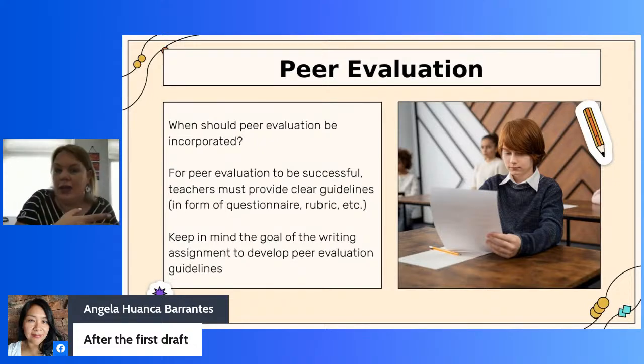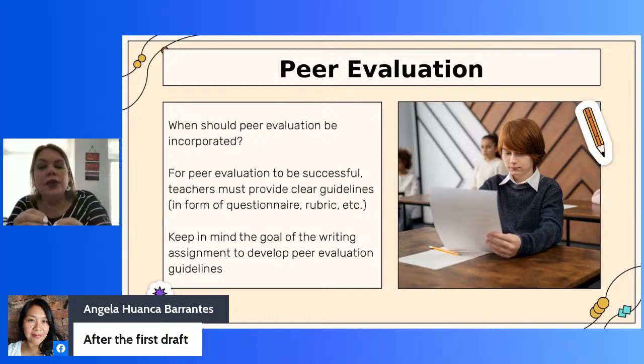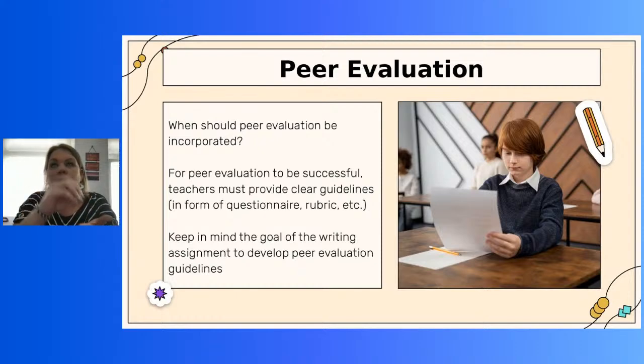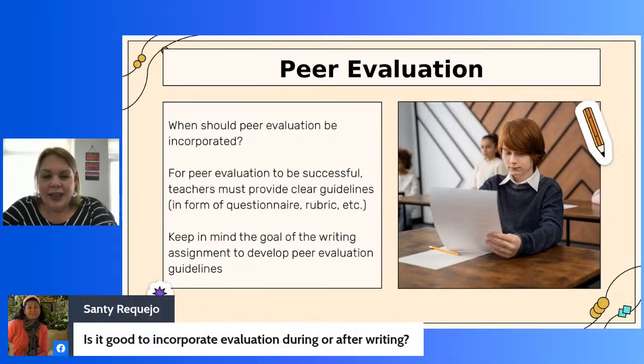Okay. And then, of course, keep in mind the goal of the writing assignment to develop peer evaluation guidelines. What is my focus? Why did I make them write this? And I want to be consistent throughout. So if I tell them my emphasis is on new vocabulary, the peer review should also have something in it about new vocabulary, right? So we want to be consistent with our purpose and our evaluation throughout the process of writing.